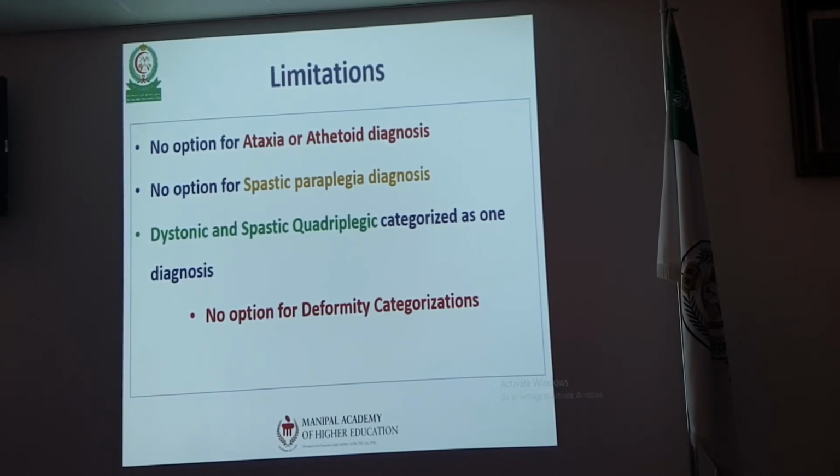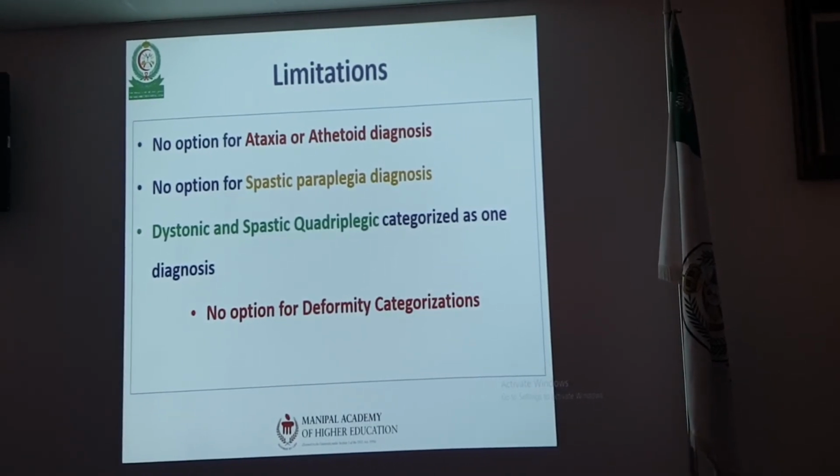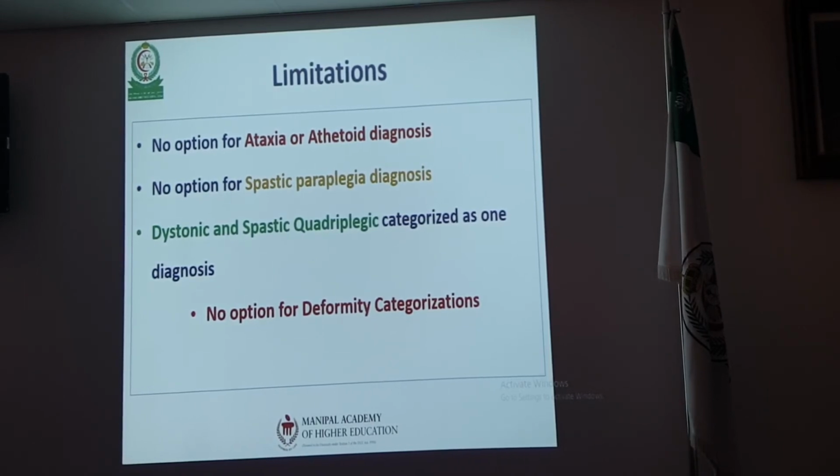Okay, and you can design the research because you have lots of samples here. Is that clear? So deformity cannot be categorized through this scale. Ataxia and athetoid cannot be categorized in isolation. Spastic paraplegia cannot be identified in isolation. All these are categorized as dystonia, and quadriplegic together. And then you have diplegia absolutely, or you have hypotonia. Okay, I move to the next.